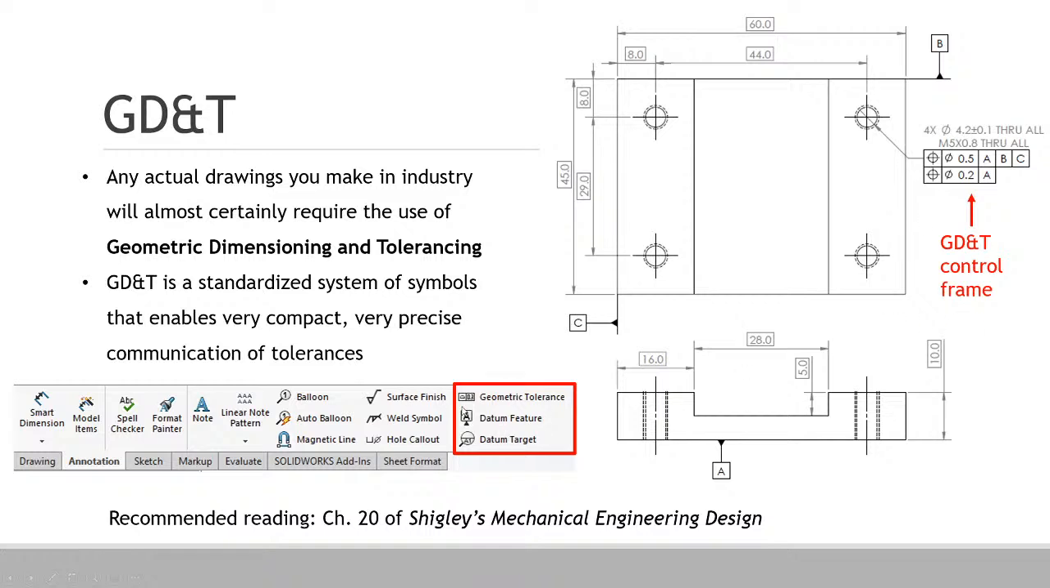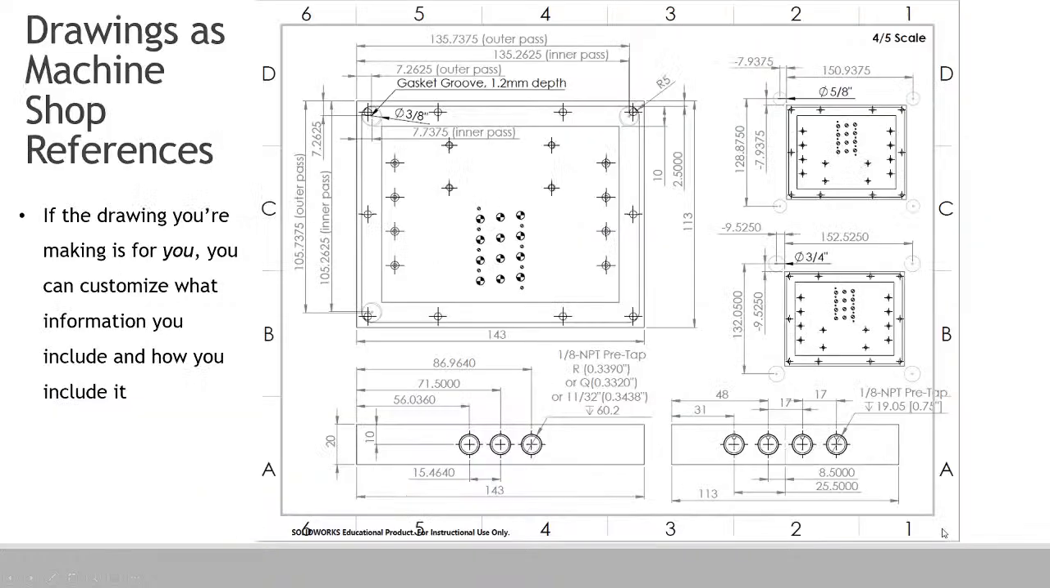And SOLIDWORKS and any decent CAD package also has the ability to add those. These are called control frames. You can see there are a bunch of specified symbols. And up there on the annotations tab are all the tools you need to add GD&T tolerancing. Of course, as a student organization, odds are when you're making drawings, you don't have to conform to those standards necessarily. You're generally creating drawings as references for yourself.